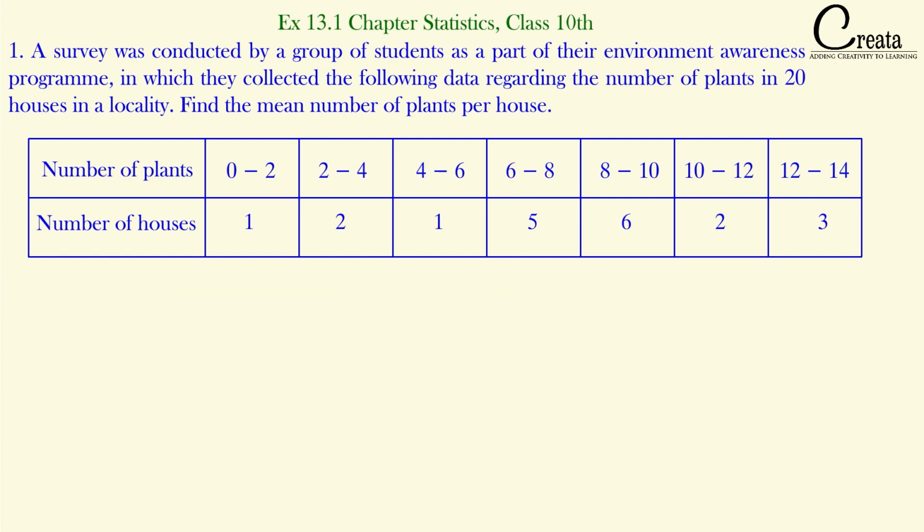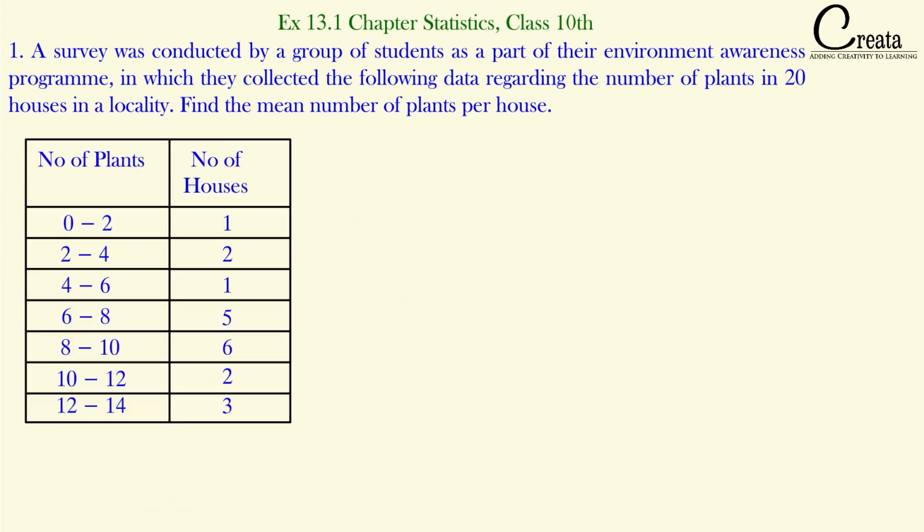Firstly, let's convert the rows to the column. Our first column will be the number of plants, that is the range. And the second is the number of houses, that is the frequency. Note that what is frequency? Frequency is how many times our observation is repeating. Here the number of houses will be the frequency, that is how many times our observation, that is the number of plants, is repeating. For example, in this case, two houses are having plants in the range of 2 to 4. That is the observation, it is repeating 2 times.